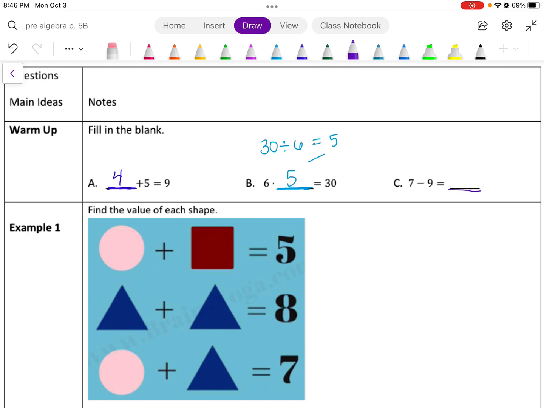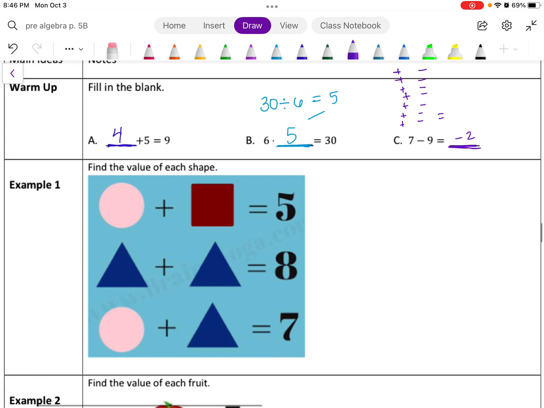Letter C, 7 minus 9 is what? Well, 7 positives, 1, 2, 3, 4, 5, 6, 7, and 9 negatives, 7 of them cancel out, so we're left with negative 2.